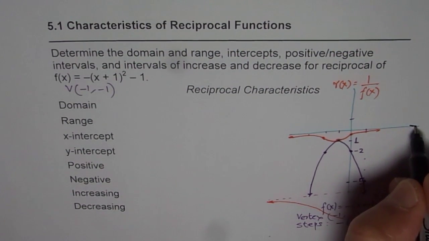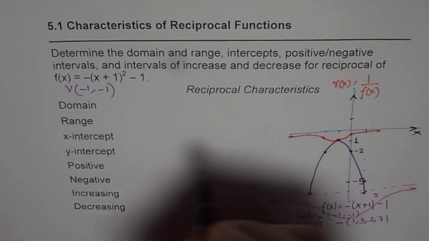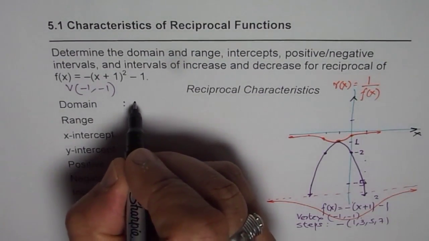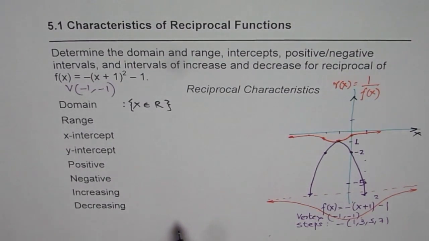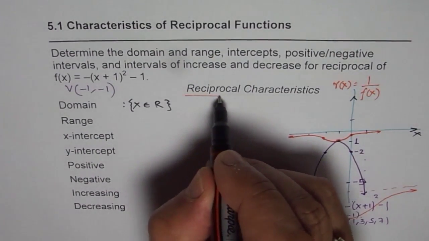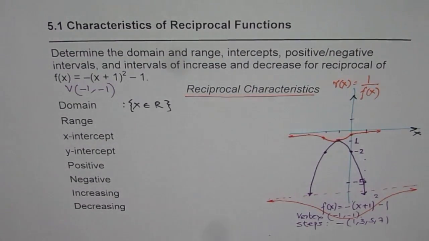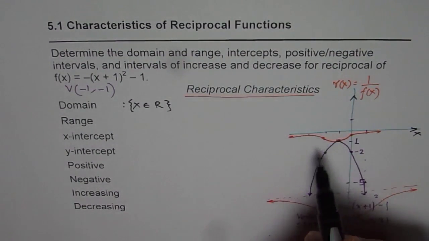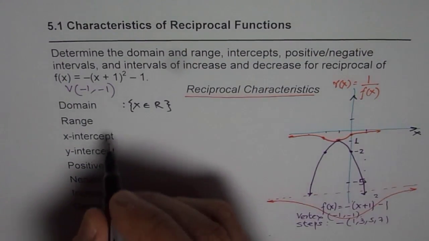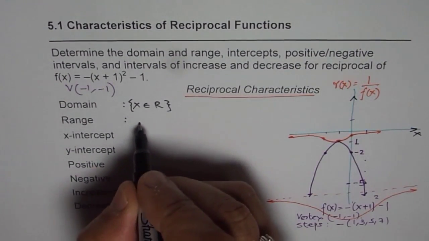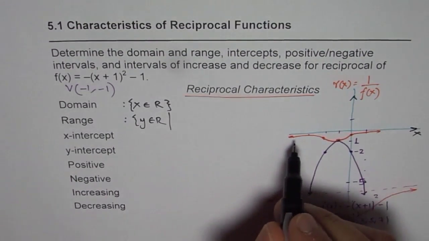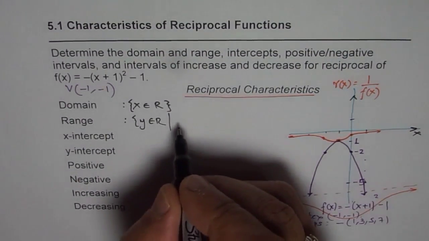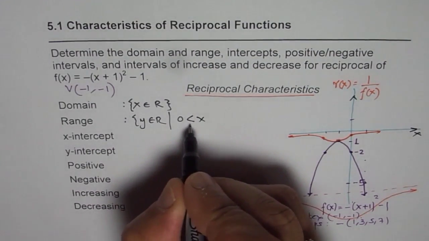As you can see, the domain is all real numbers, correct? So the domain for this is x belongs to real numbers. We are talking about the characteristics of the reciprocal function. So the domain here is the set of all real numbers, since there is no vertical asymptote. Range, however, is y belongs to real numbers, but y is between 0 and 1, where it does not include 0. So that is very important.